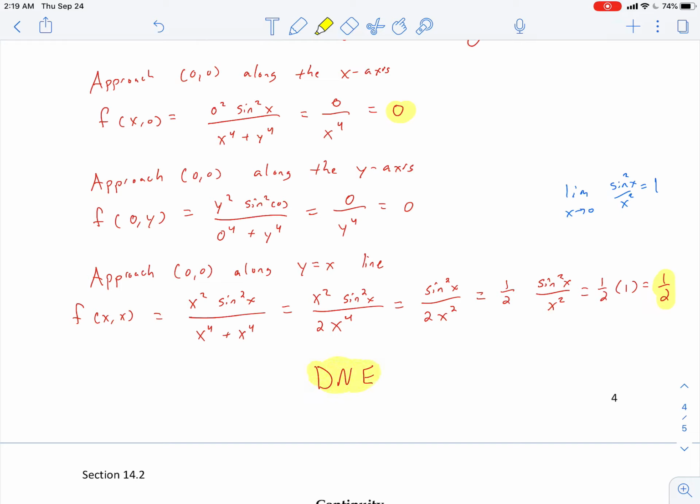Again, you want to try a few before you try the squeeze theorem. More than likely, this is going to be the case because there are an infinite amount of ways to approach our point. And so we definitely want to try at least 3 or 4.